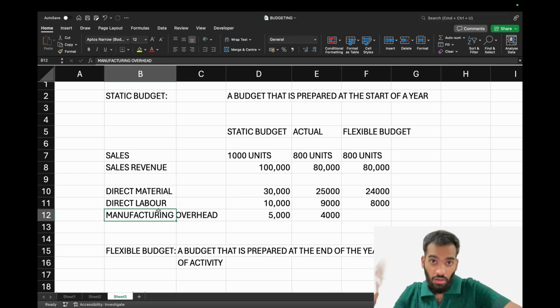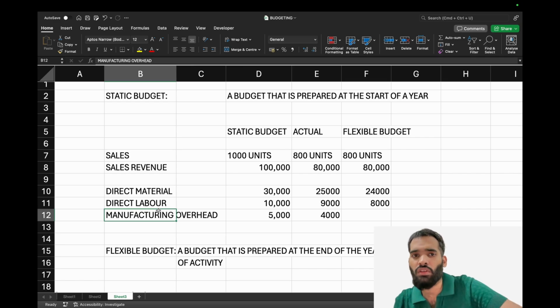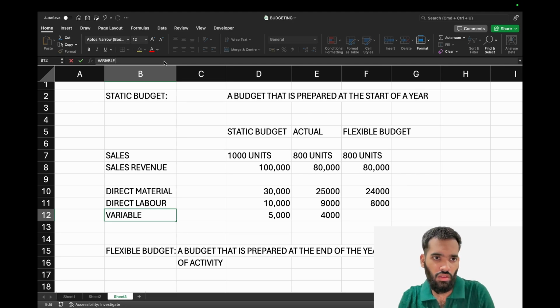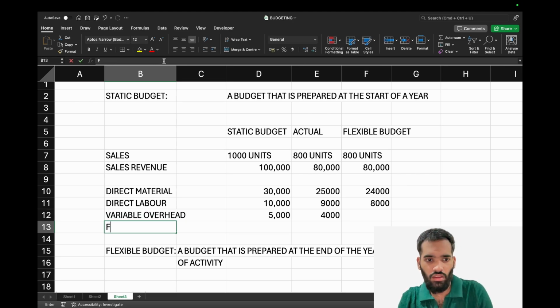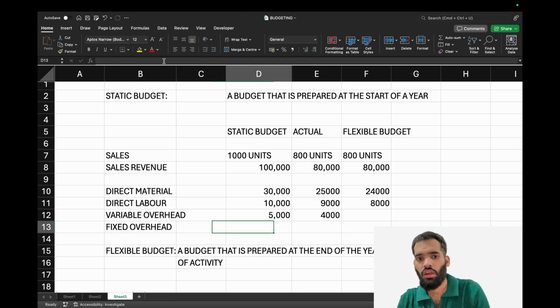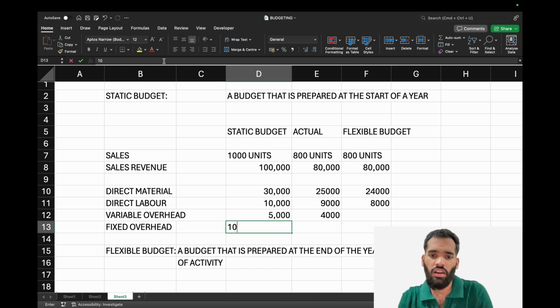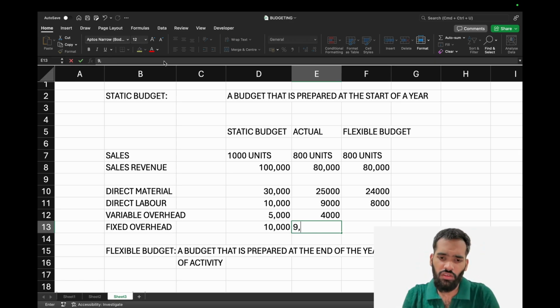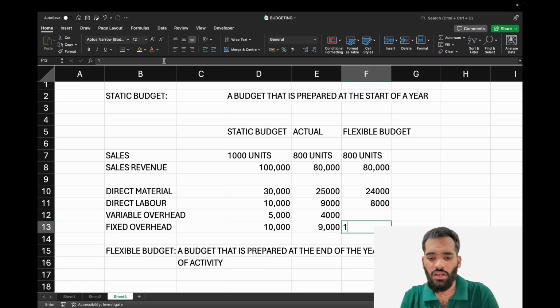Now for manufacturing overhead, of course, you cannot do the same thing. You have to break it down into variable and fixed overhead, which if you're given an exam, it will already be broken down. So let's do that. Let's say this is the variable overhead, and there's a fixed overhead part to this. Let's say fixed overhead was 10,000, and actual was 9,000, and the flexible budget will be 10,000.